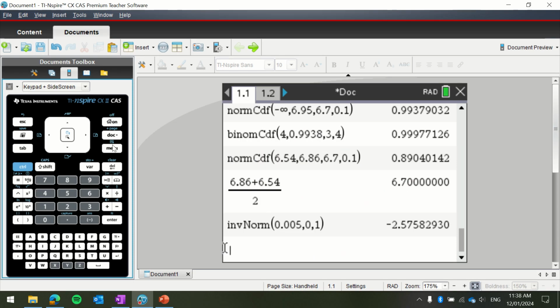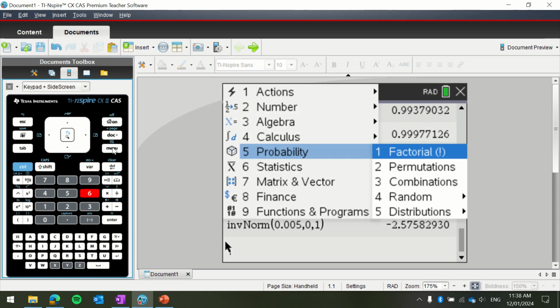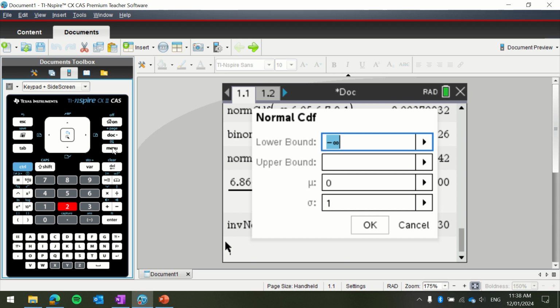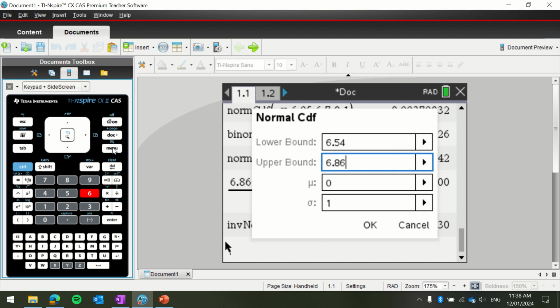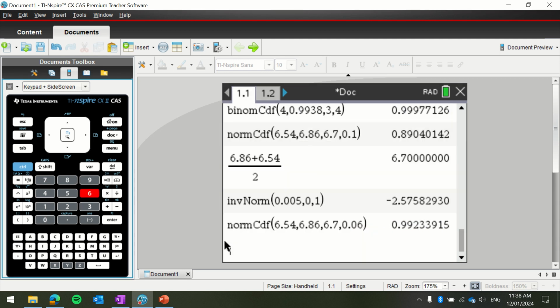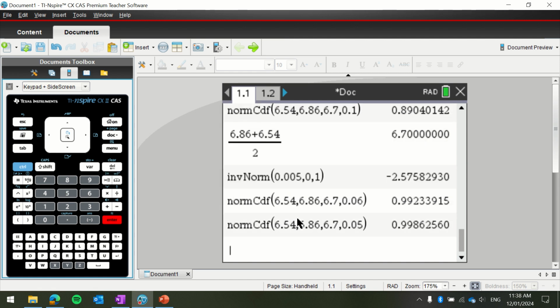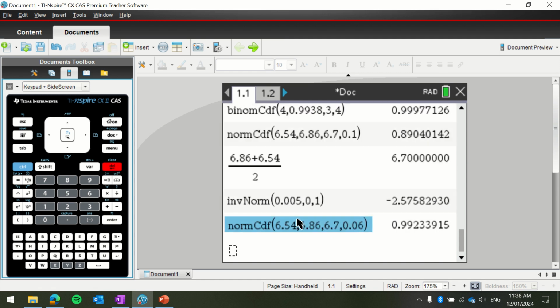Right? So normal CDF. I want 6.54, and I want 6.86, and I want 6.7, and the standard deviation. Let's try our answer, 0.06. Right, 99% of tennis balls are within the grade A range, but try that. Let's decrease the standard deviation. Even more balls are grade A.